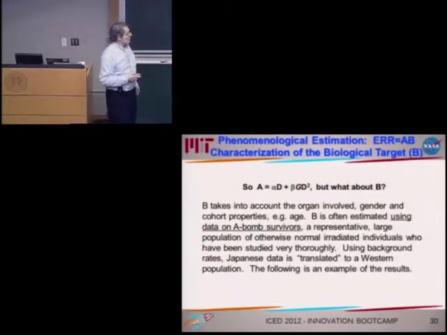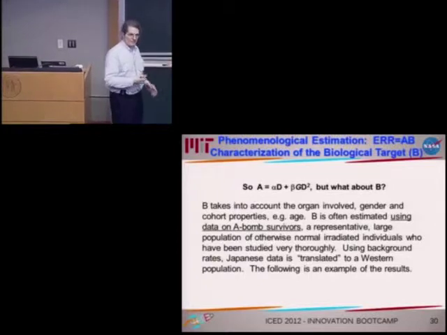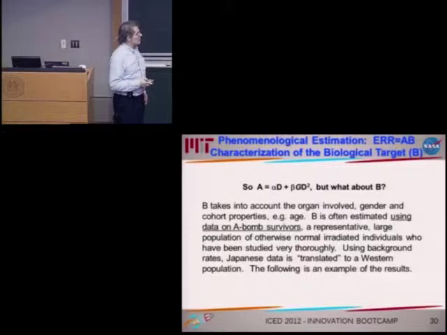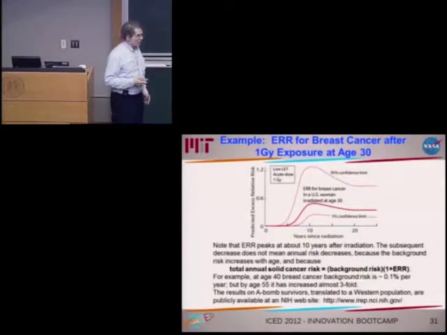Okay, so for now, in terms of the phenomenological modeling, B is often estimated using data on A-bomb survivors, in answer to your question, because of a paucity of data we can get our hands on in the human area. I mean, obviously you can't expose people or anything. So anyway, this data set's been studied fairly thoroughly, and what we've somewhat learned from this is the following.